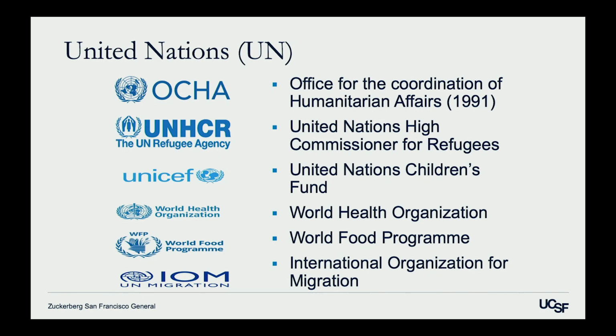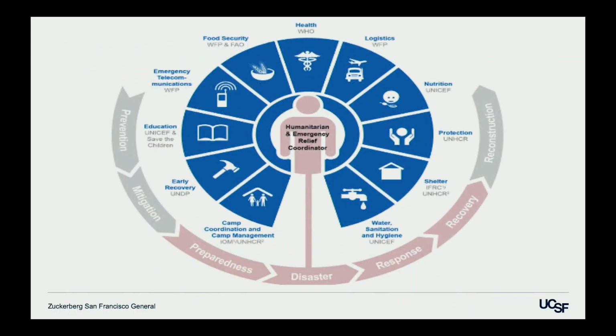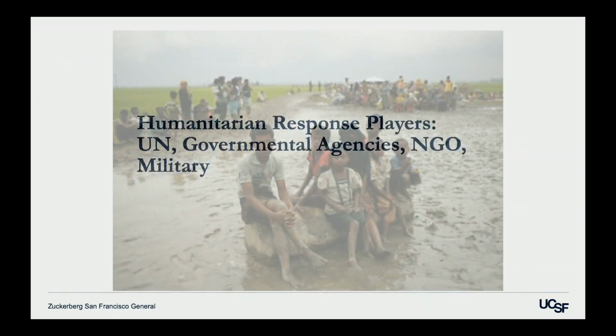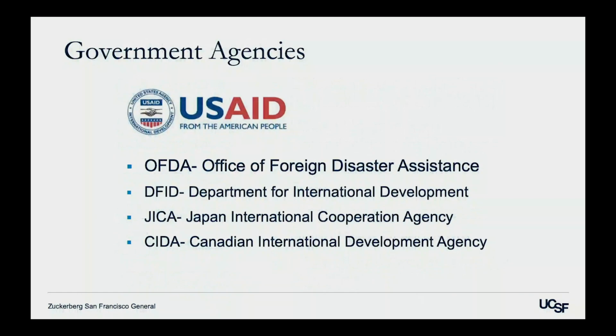So if you look at these six UN organizations, they are most of the cluster leads in this UN system, with some scattered, like Save the Children for education, and other organizations here, but they really lead most of these clusters, which makes sense because it is a UN cluster system. Next, we go on to government agencies. So every government has their agency, the US having USAID, which is one of the main players. We have OFDA, the Office for Foreign Disaster Assistance. There's DFID, the Department for International Development. JICA is Japan's government agency. SIDA is a Canadian government agency.